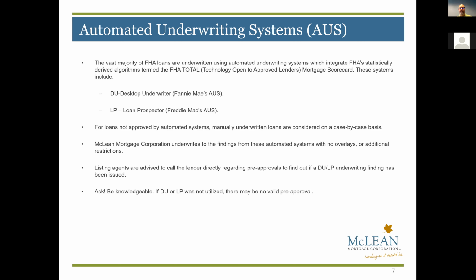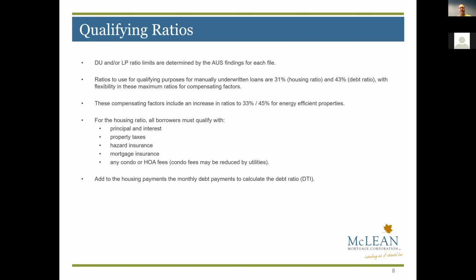All right. Moving on to the next one, qualifying ratios. DU and LP actually determine the qualifying ratios for each of these loan types as you run it through there. They're going to tell you where the max is. They're going to tell you where everything is in reference to it. They're going to tell you where it starts. They're going to tell you where it stops.